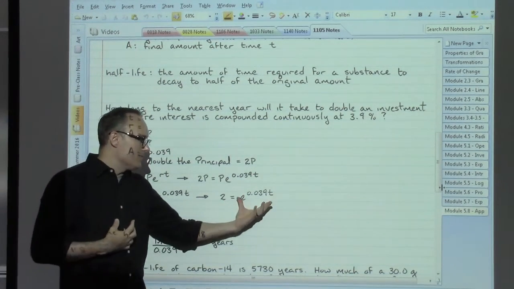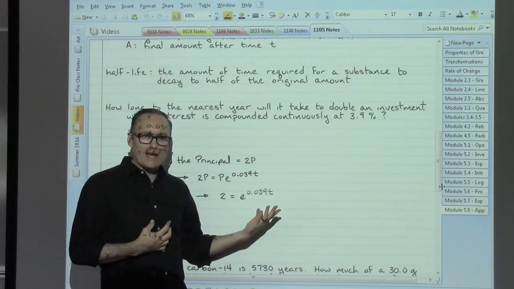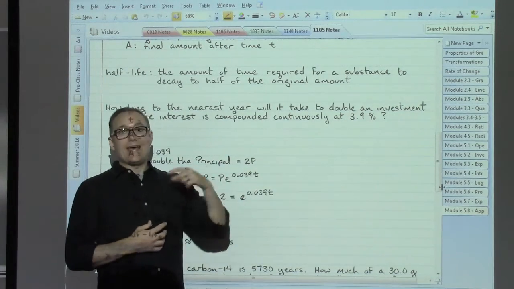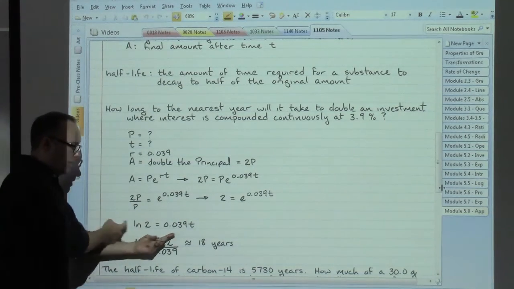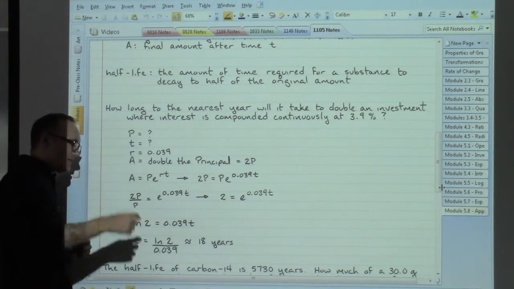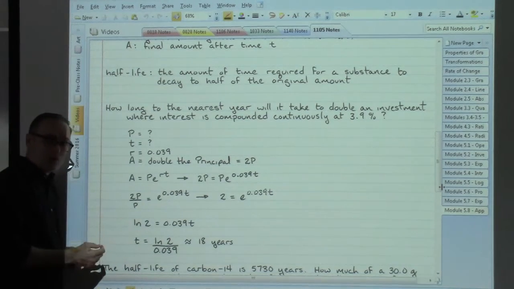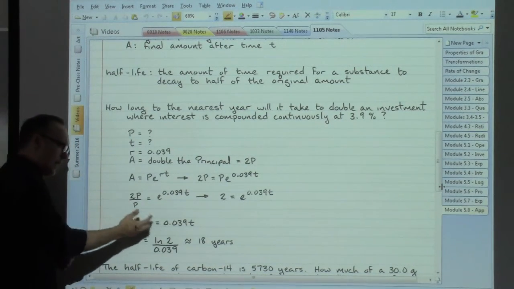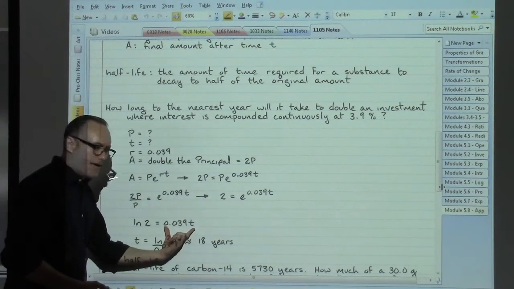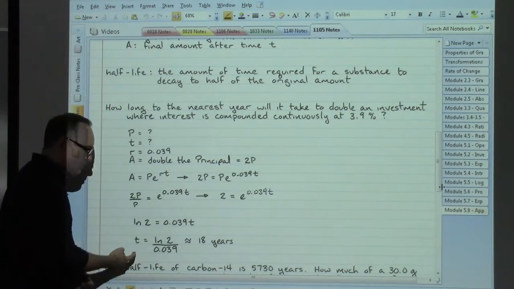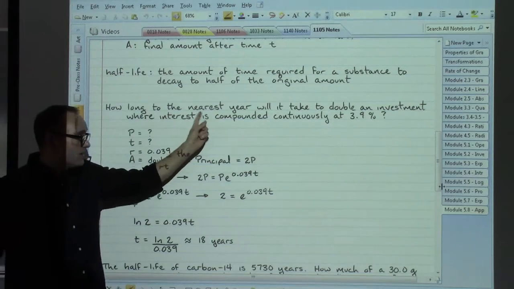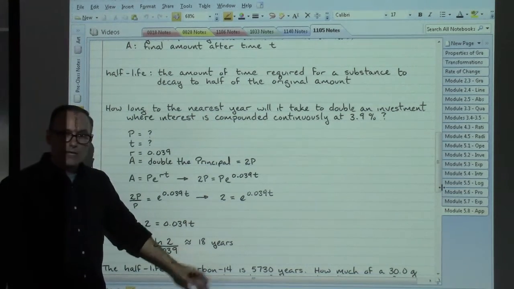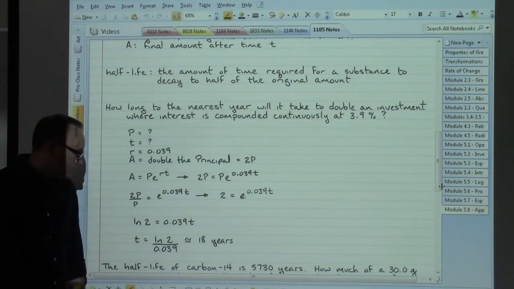So 2 equals, well, I got that exponential. I'm going to rewrite that exponential in logarithm form. So logs are equal to powers. The only thing that's left is the 2, so the 2 has to go inside of that logarithm. And then, hey, I get the t by itself. I just got to divide by the 0.039. And if I'm rounding to the nearest year, that's going to calculate out to 18 years.